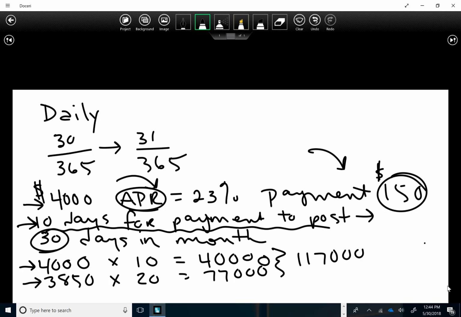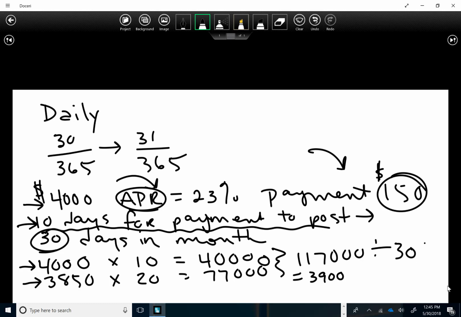To find an average, you add everything up, which is what we've just done, and you divide it by the number of items. Well, there were 30 days. So you had a balance for 30 days in that month. So 117,000 divided by 30 is 3,900. 3,900 is your average daily balance. And in the average daily balance method, that is where the finance charge comes from.